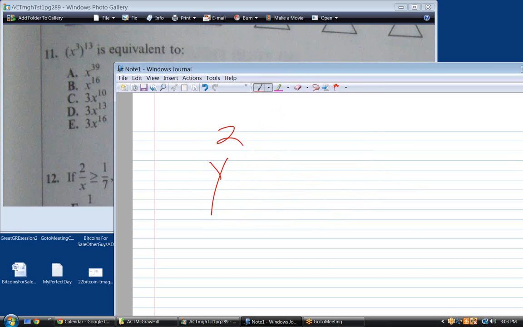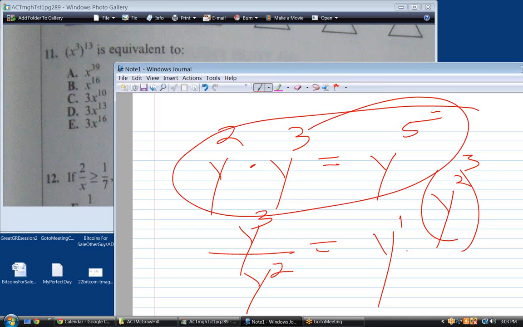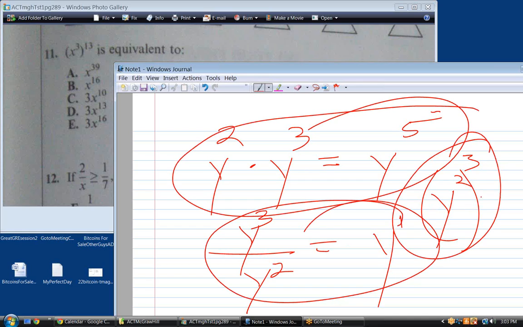So tell me what this is. 5. Tell me what this is. 1. And tell me what this is. 6. Y to the 6th. Oh, y to the 6th. In each case, you left out the y. I think you assumed it, but no, you were correct. That's correct, and that is correct. Okay?